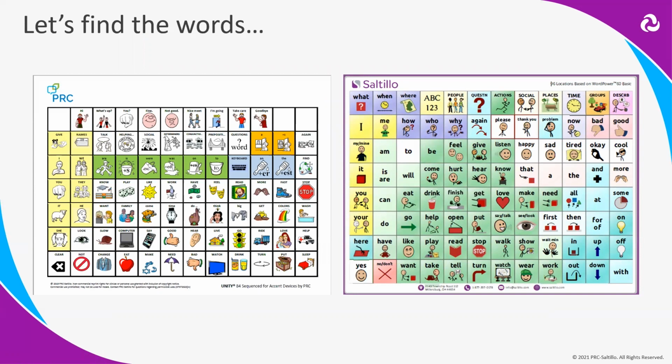All right, next step, Cherie. So the next thing we want to do is find those words on our board and we'll highlight them. So we have drink, eat, no and don't, and like. And then eat, like, not, and drink.